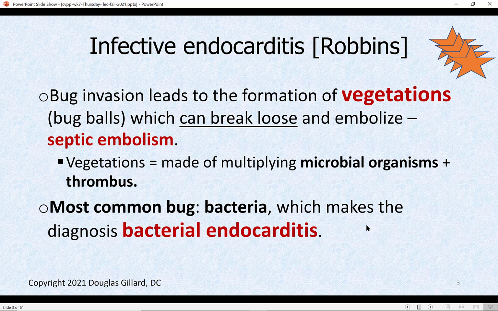What's the most common type of bug in infective endocarditis? Well, you can have yeast and fungi, and there's some rare kinds. By far the most common is bacteria.